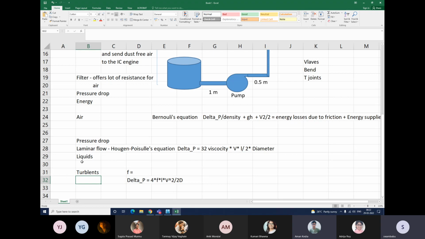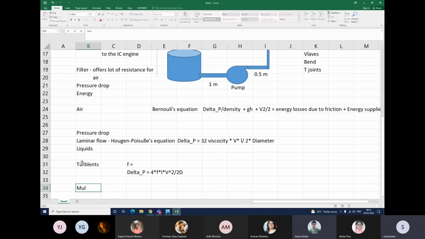And for turbulent flow, that also depends upon the smooth pipe. However, these two are good for the fluids. For turbulent flow, this expression is valid for fluids. Now for multiphase flow, it is more complicated.